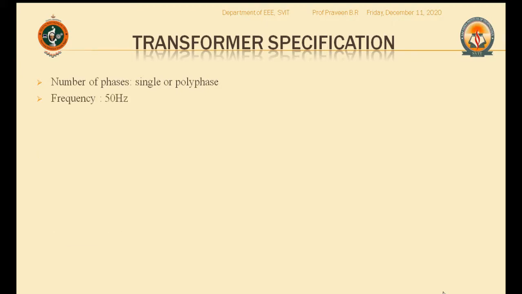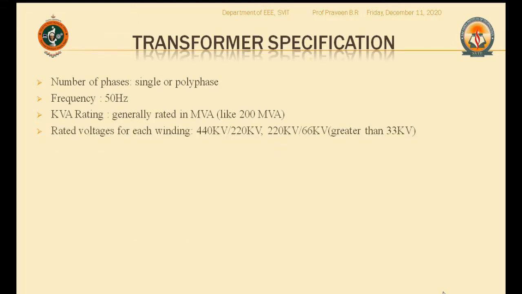The second thing which comes is the frequency, at what frequency we are operating the transformer. Next comes the power rating of a transformer. Generally, for power transformers and distribution transformers, we always operate at megavolt ampere ratings. Therefore, it should be like 200 megavolt amperes, or it could be any other power rating. So we are talking about the power rating also.